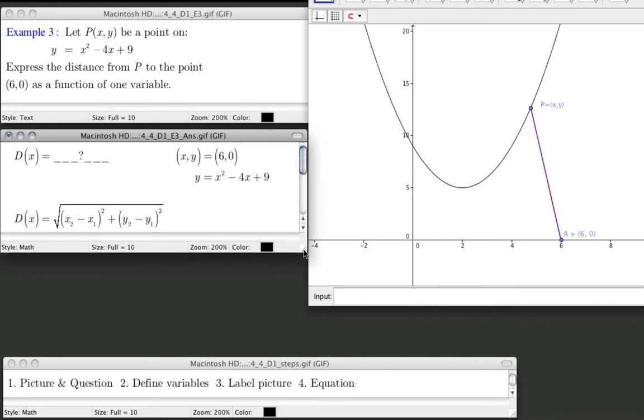So I start with the distance formula. I need to take and subtract the difference in the x coordinates, add the difference in the square of the y coordinates, and then square root that quantity. I've got way too many variables here. I've got 4 different ones.